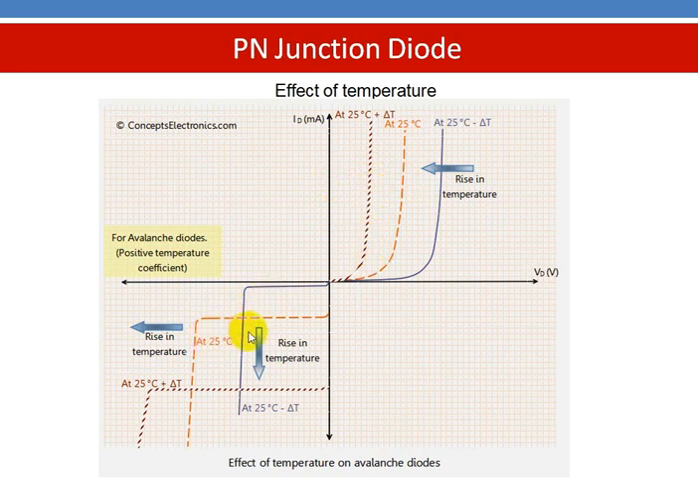Similarly, in the reverse operating region, this is the curve that represents 25 degrees centigrade. You can see here that when the temperature is reduced, the breakdown voltage is getting reduced, so the device is likely to break down at a lower voltage. If the diode operates at higher temperatures, then we find that the breakover voltage is getting increased. So this is how the characteristics vary with the change in temperature.